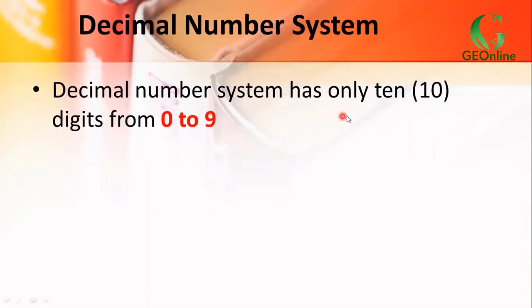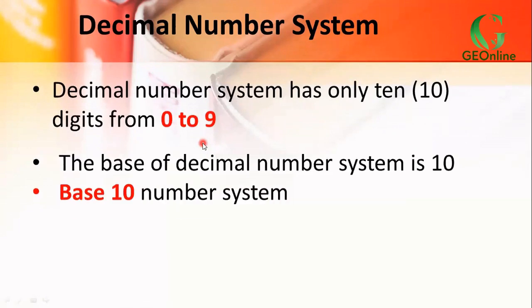Decimal number system has only 10 digits from 0 to 9. So it is called a base 10 number system because there is only 10 digits.